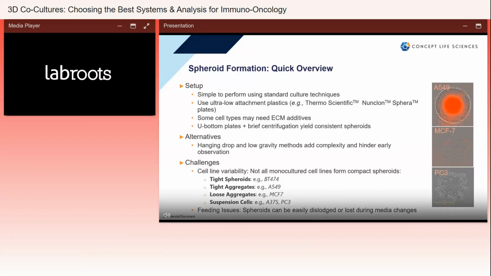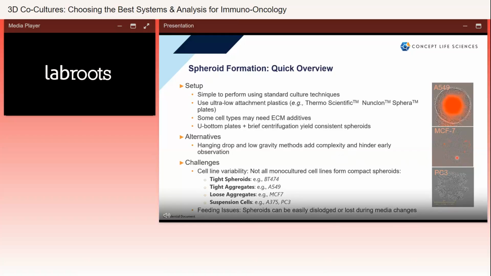BT474, for example, does form a very normal, very tight spheroid, and it does look like a sphere. Again, A549s also look like spheres, and this example here is one of the pictures we've got. This has been labelled up with DRAQ7, which is a viability dye, so you can see the necrotic core, and these are quite large. This will be over 500,000 in size. And it does look like a sphere, but you can really disrupt that if you want to with some vigorous pipetting.